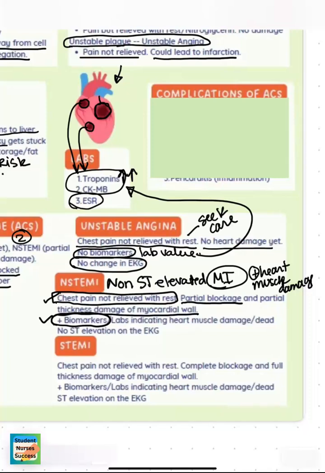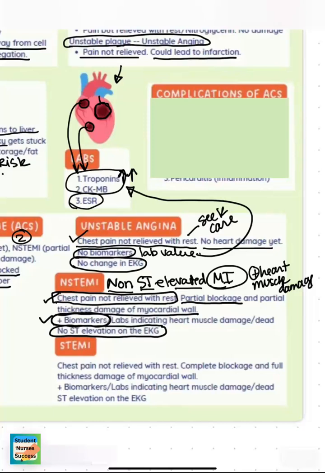However, when we look at the EKG, there is something called the ST segment. That ST segment is not elevated in a non-STEMI. It's a non-ST elevated MI. So the EKG still looks normal. So in unstable angina, you have the chest pain. In non-STEMI, you have the chest pain plus the biomarkers. And then our third one is the STEMI. The STEMI is the worst, okay?